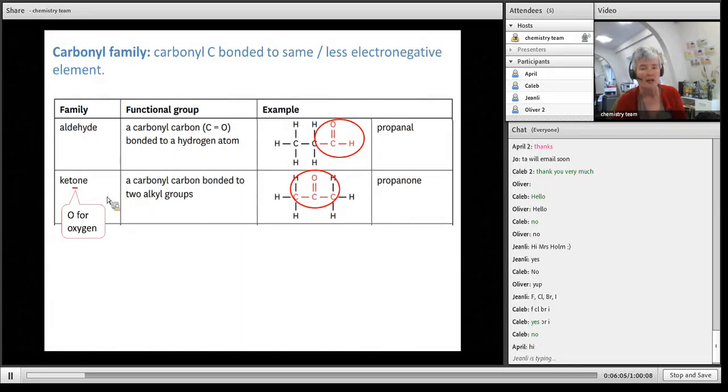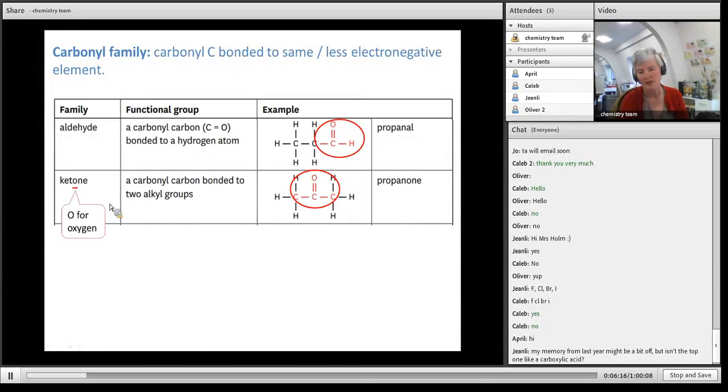Okay, now you came across in level 2, hi April, you came across in level 2 the carbonyl group. Do you know what functional group it was in? If you think of your level 2. Yes, the carboxylic acid, correct.